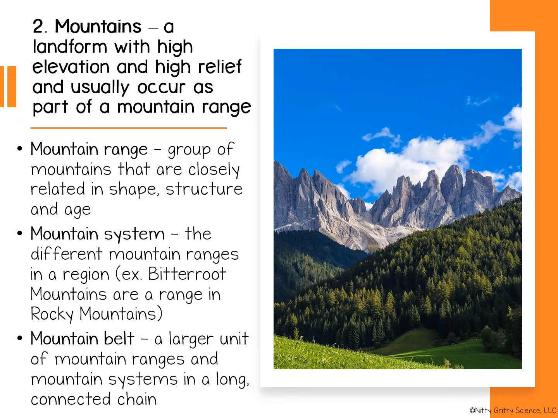In Idaho, there's one mountain range called the Bitterroot Mountains. This is one mountain range in the mountain system known as the Rocky Mountains. The Rocky Mountains are part of a mountain belt that stretches down the sides of North and South America. A mountain belt is mountain ranges and mountain systems in a long connected chain that form a much larger unit.